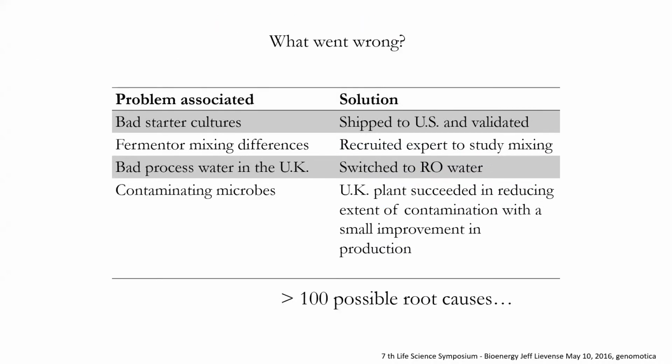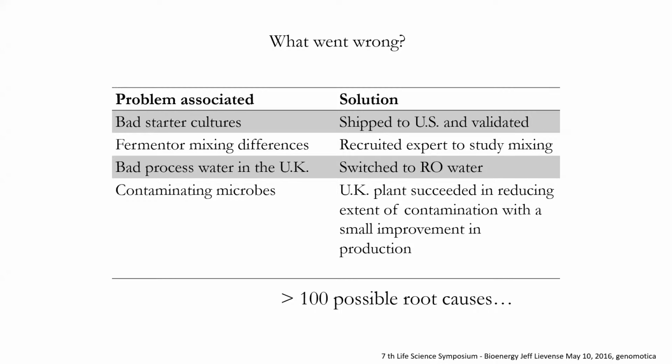So what could be the reason why it went wrong in the case of the UK company? The problem could be a bad starter culture. The starter culture should be in a good growth phase; only then will it adapt to your system and give you the perfect yield. So the company shipped their starter culture to the US and validated whether the starter culture was the reason behind the loss in product concentration.